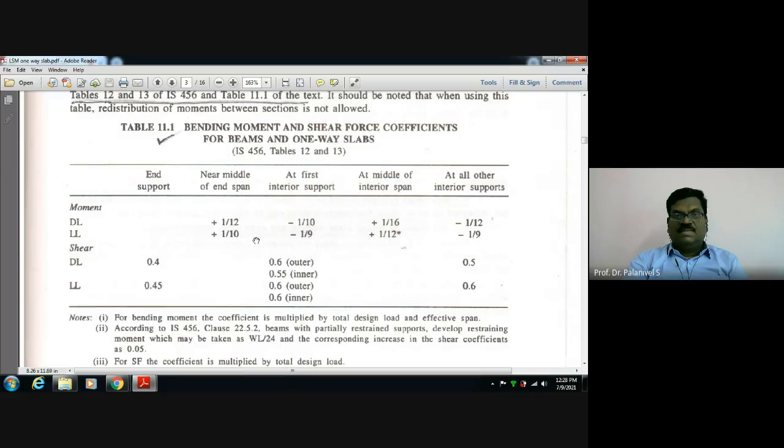I am not reading the separate coefficients because normally we take dead load and live load together. That is why we are adding live load with dead load and taking it as dead load only. I am discussing the first row of the coefficients. For the time being you remember, other things we will discuss later.